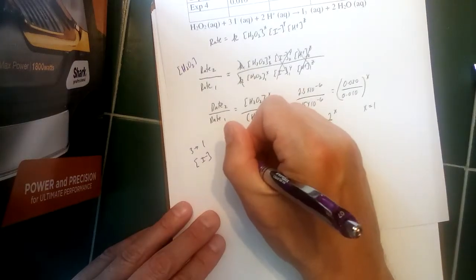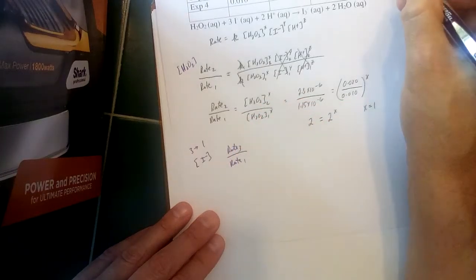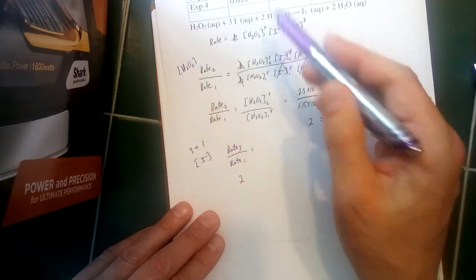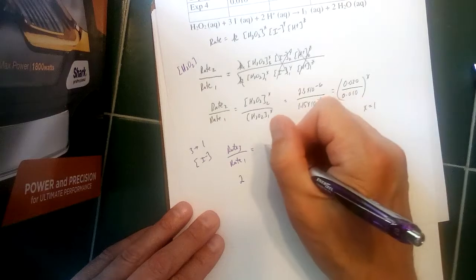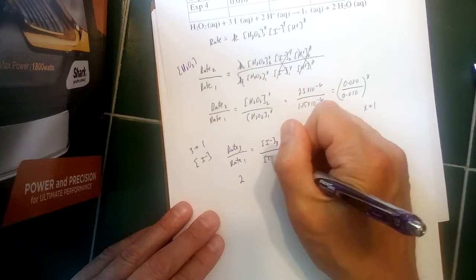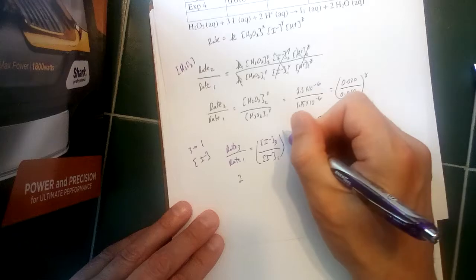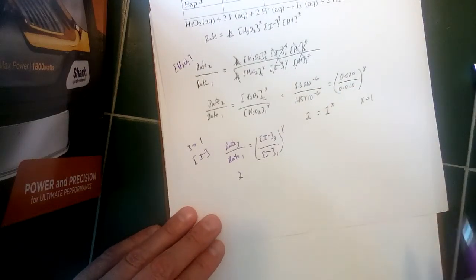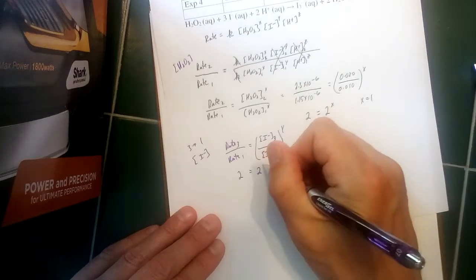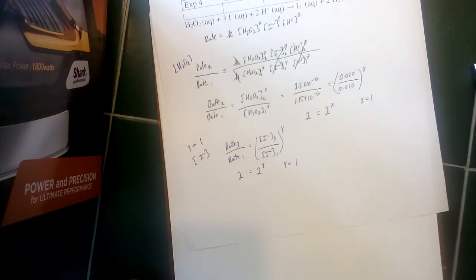So if I take the rate of 3 divided by the rate of experiment 1, we said that's 2. That's going to be equal to, again, the rate constant is going to cancel out, peroxide and H plus are going to cancel out, so that'll just be the concentration of iodide in experiment 3 divided by the concentration of iodide in experiment 1, and that whole thing will be raised to the yth power. That concentration is also a factor of 2, or ratio of 2, and that's raised to the y power. So y here will also be equal to 1, right?